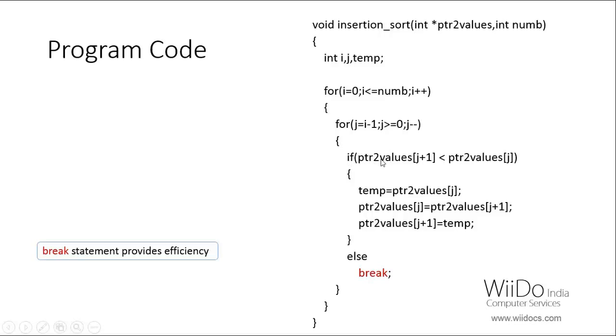If in case this condition is false, that is pointer to values of j plus 1 is greater than pointer to values of j, then the else block will be executed. In this else block, there is a break statement which will break the control out of this inner loop. Hence, you can say skipping the unnecessary comparisons made. So this adds to efficiency. As soon as this condition is false, it will break out of this loop.